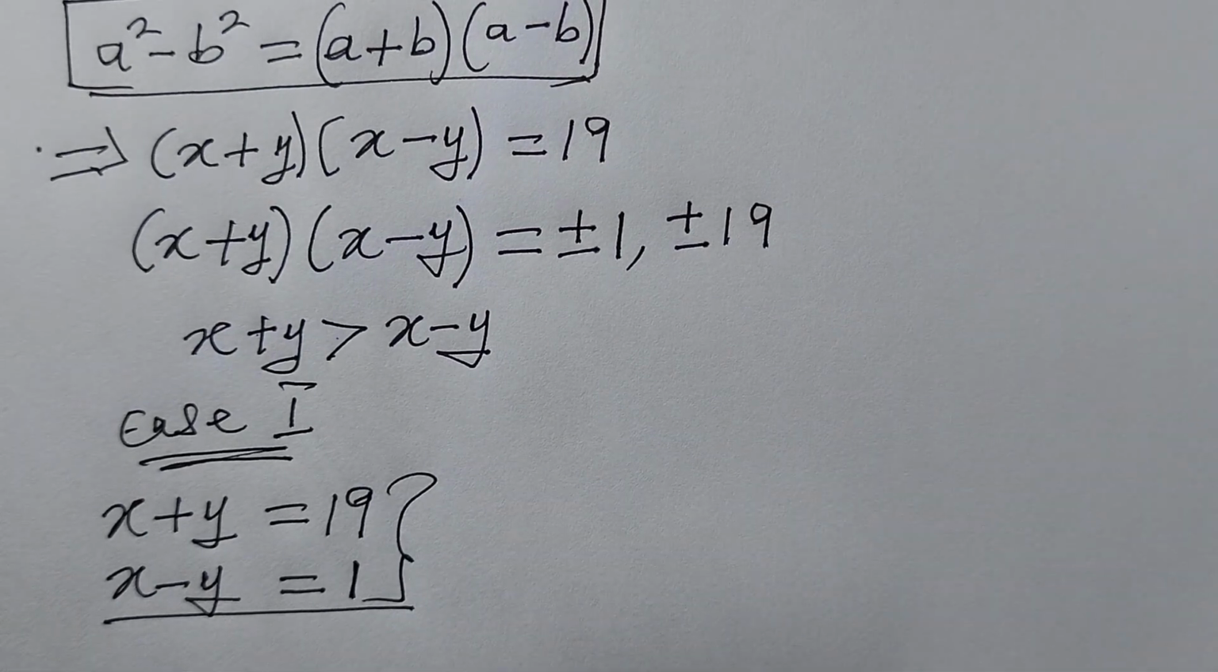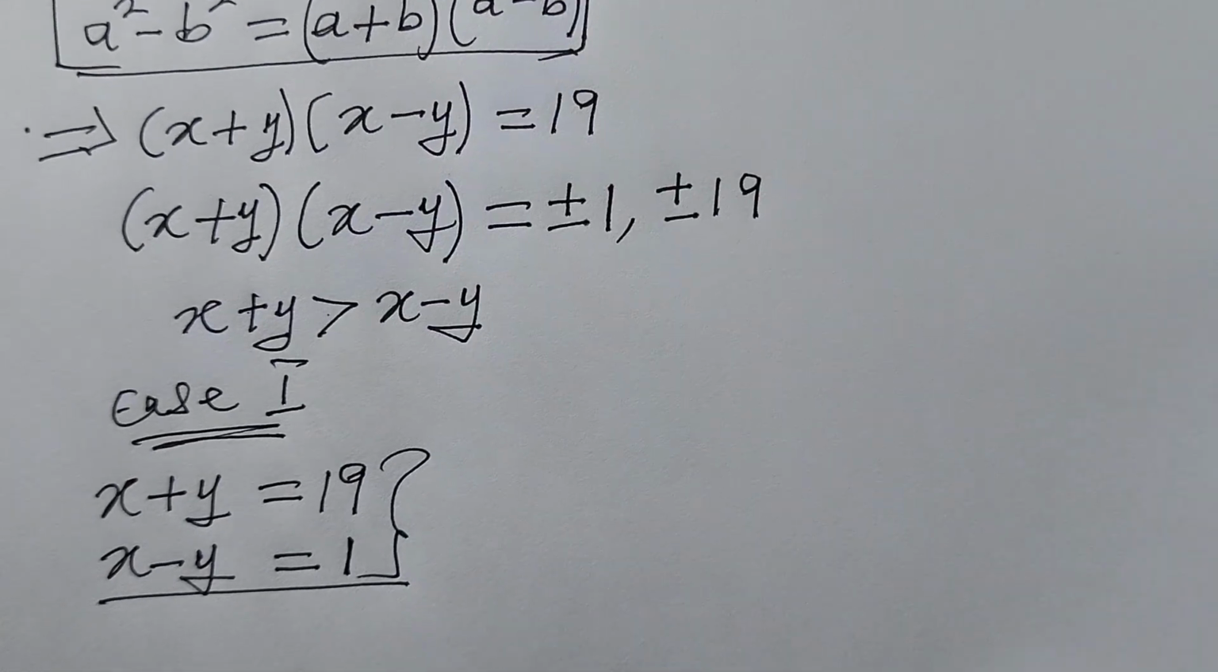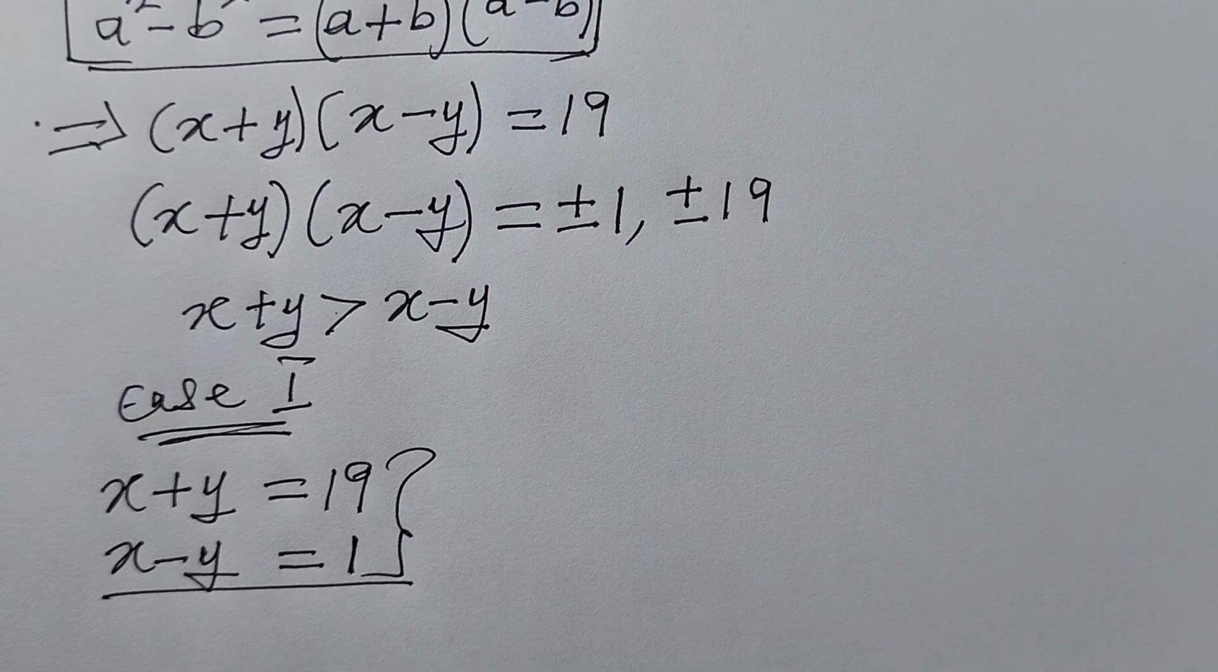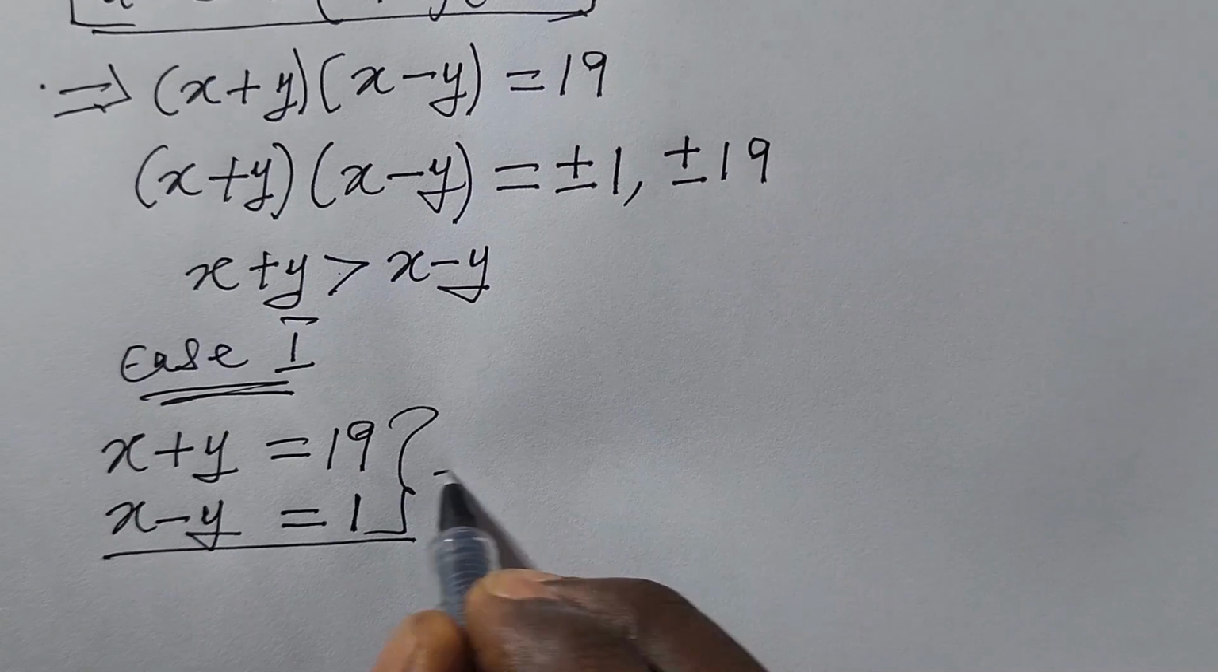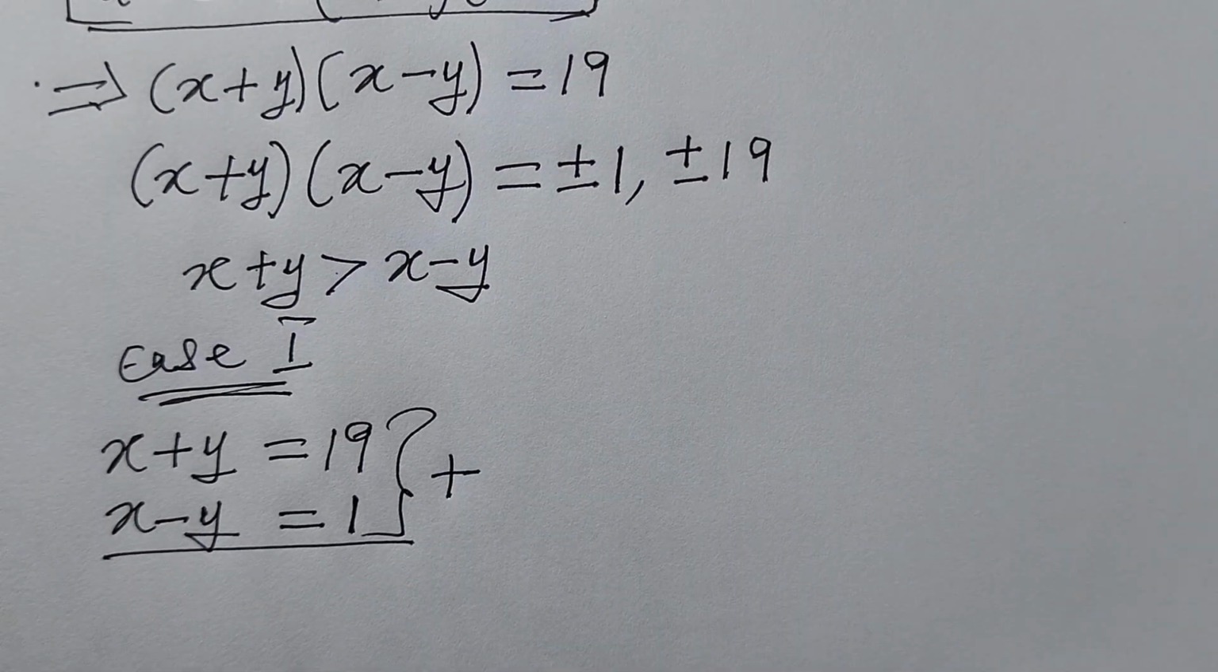And why are we adding the two equations together? We could as well subtract the two equations, but here we are adding because we are having a plus and a minus sign. If it were to be minus minus, then we subtract. If it were to be plus plus, we also subtract. But now we are having plus minus, so we add. So here we put our addition sign.